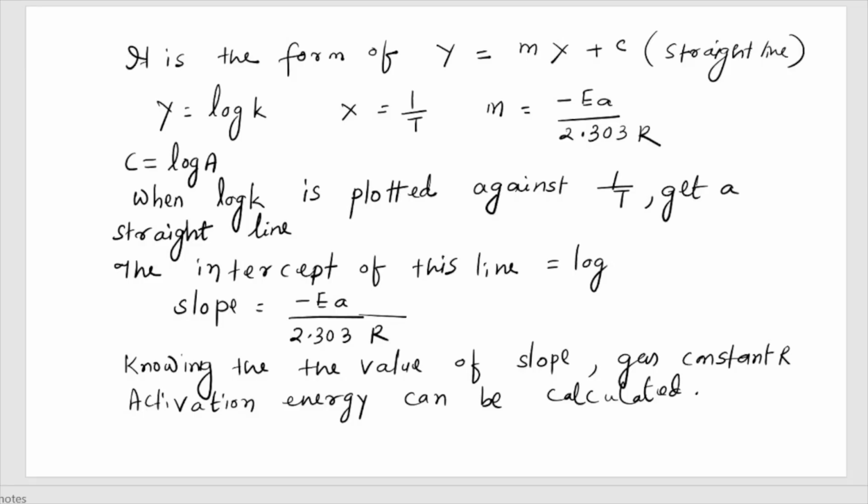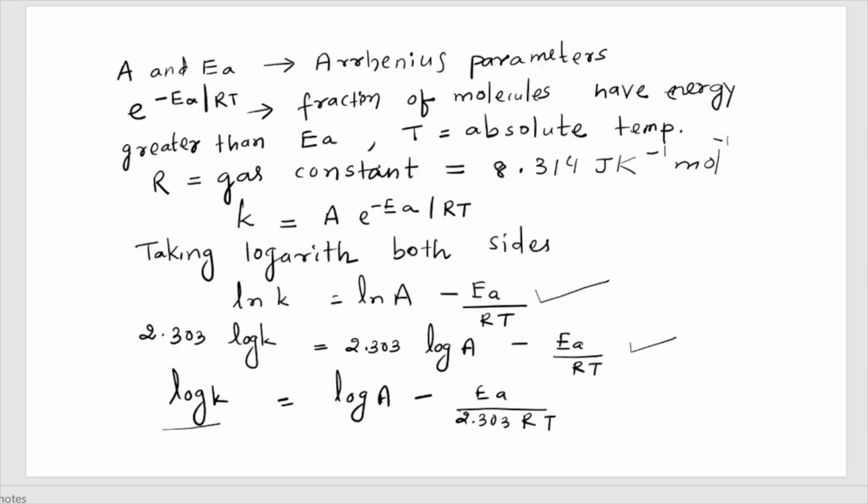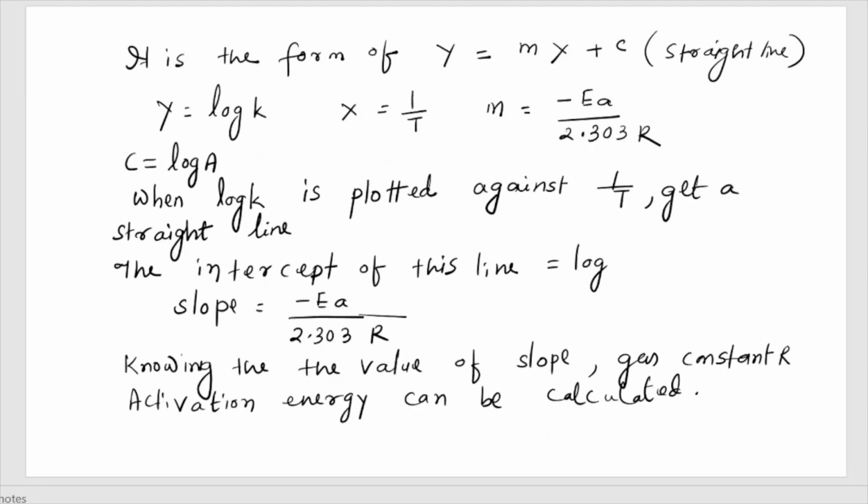You can observe, as before, log K equals log A minus EA by 2.303 RT, and log A is the logarithm of A, where A is the Arrhenius parameter. So the intercept is log A and the slope equals minus EA by 2.303 R.